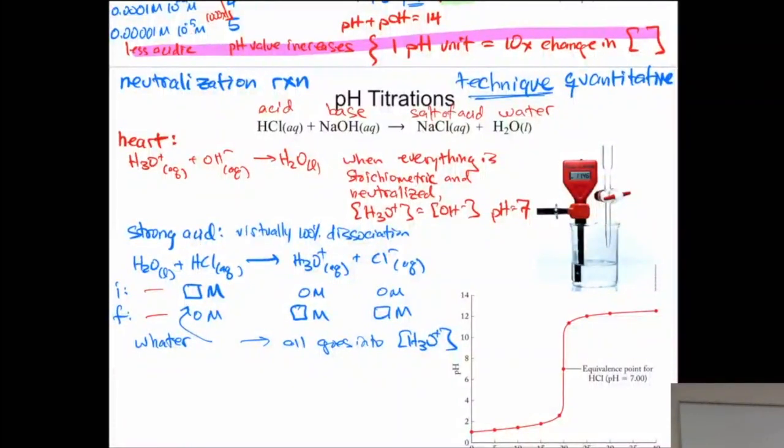What if you don't have enough water? What if you don't have enough water for the hydrogen ion to attach to the H2O to form hydronium ion?